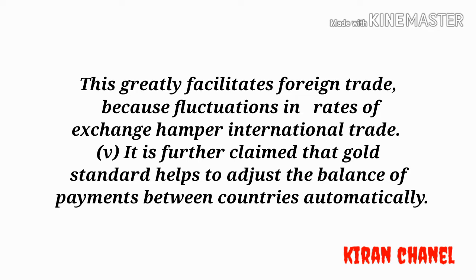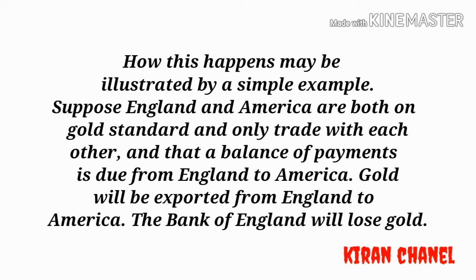It is further claimed the gold standard helps to adjust the balance of payments between countries automatically. How this happens may be illustrated by a simple example. Suppose England and America are both on the gold standard and only trade with each other, and that the balance of payments is due from England to America. Gold will be exported from England to America.